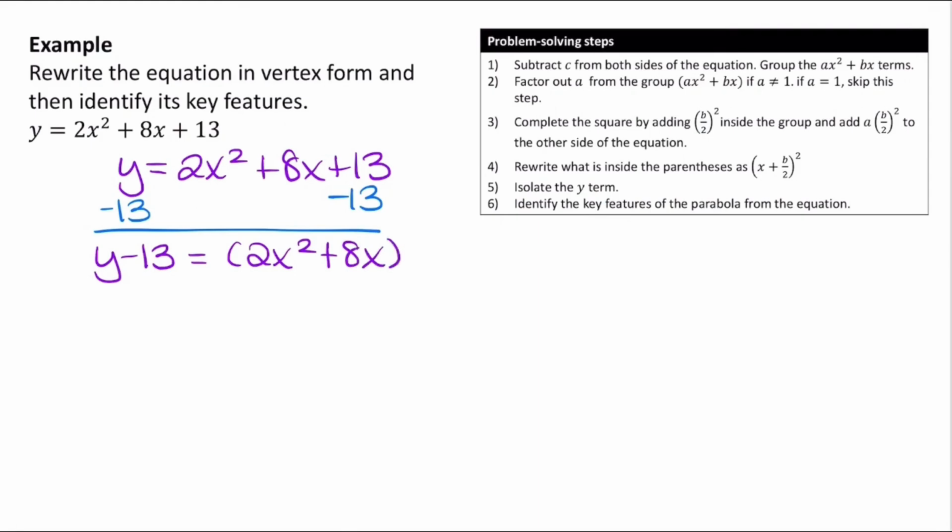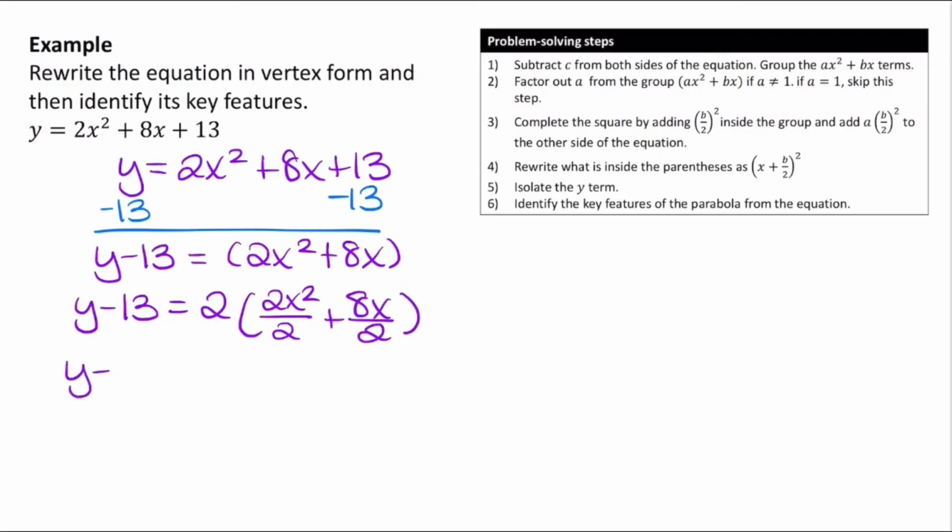So now I really need to use step 2, because remember it says to factor out a if a is not equal to 1. So on the right side I'm going to factor out 2. That means I'm going to divide both of these terms by 2. So that's going to give me y minus 13 equals 2 times x squared plus 4x. I'm going to leave myself a little bit of room so I can complete the square.